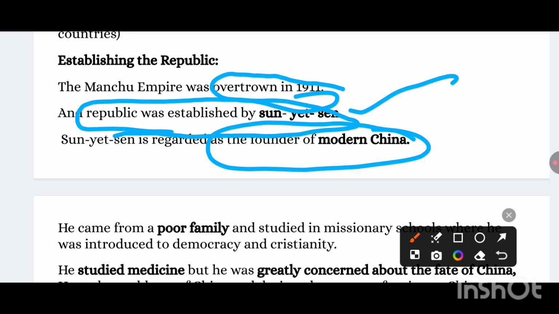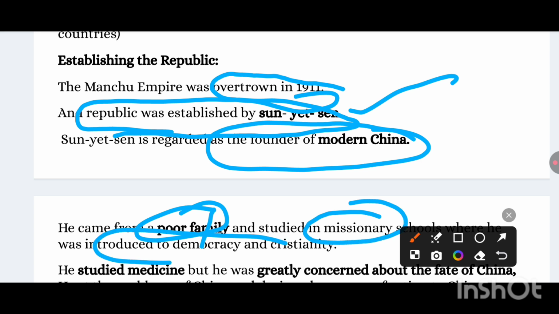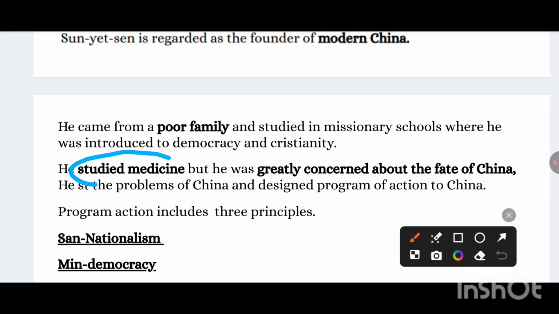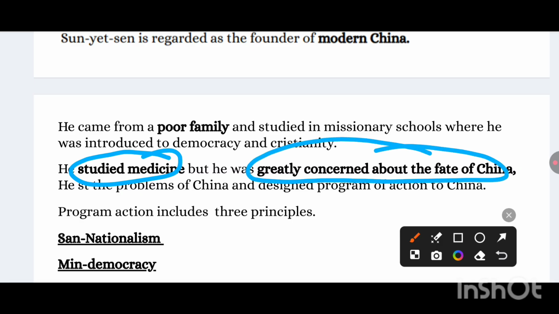So now we are discussing Sun Yat-sen. Who is Sun Yat-sen? Sun Yat-sen came from a very poor family. He studied in missionary schools and he was introduced to democracy and Christianity. He also studied medicine, but he was greatly concerned about the fate and problems of China, and he studied the problems of China.